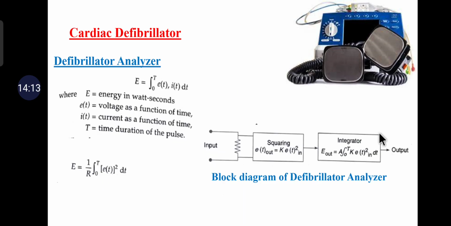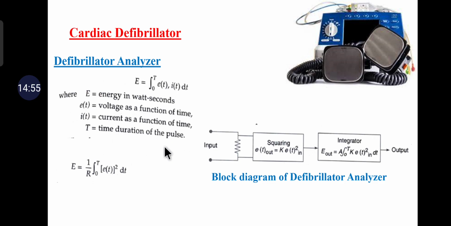So next one, the defibrillator analyzer. This diagram shows the DC defibrillator analyzer. A DC defibrillator analyzer is basically meant to measure the energy content in the discharge pulse. It works on the principle that the energy contained in a pulse of arbitrary shape and time duration is given by E = integral from 0 to t of e(t) i(t) dt, where E is the energy in watt seconds, e(t) is the voltage as a function of time, i(t) is the current as a function of time, and t is the time duration of the pulse.